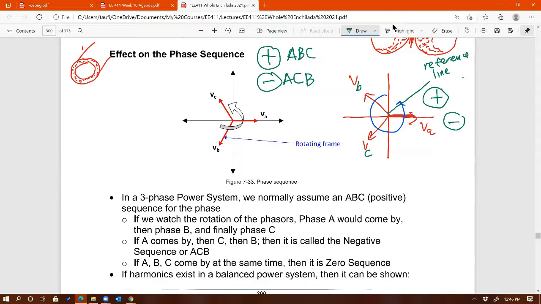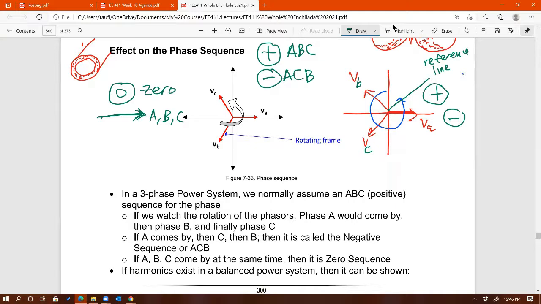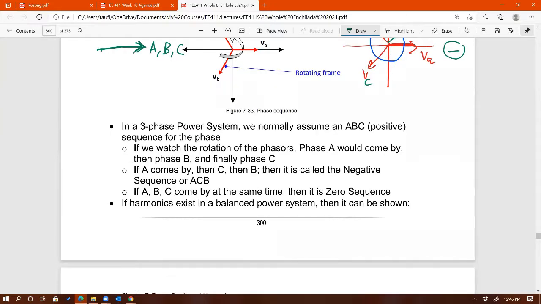There's also zero sequence. So that's positive sequence, negative sequence. Zero sequence is when A and B and C are all at the same angle. That's called zero sequence. So there are three different sequences: ABC, ACB, and then zero sequence. Positive, negative, and zero sequence. I'm not going to discuss more details beyond that. People who took 406 learned this, and also 407.